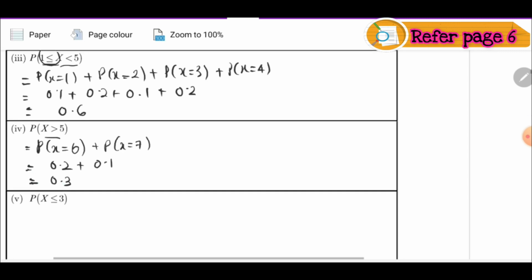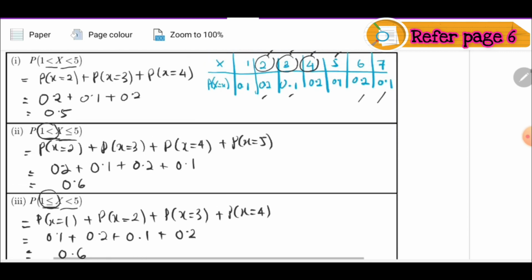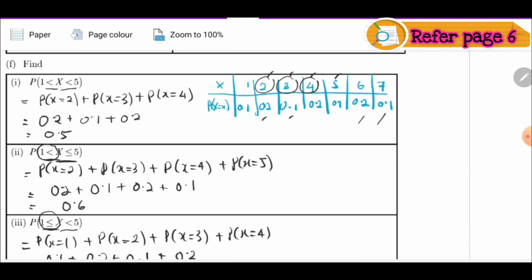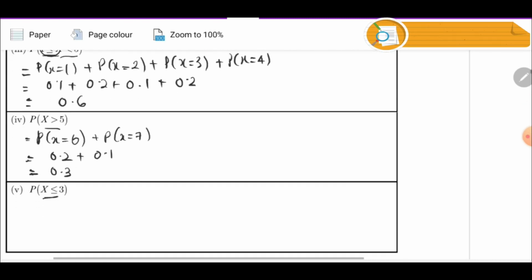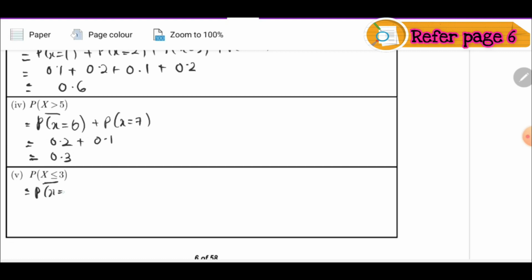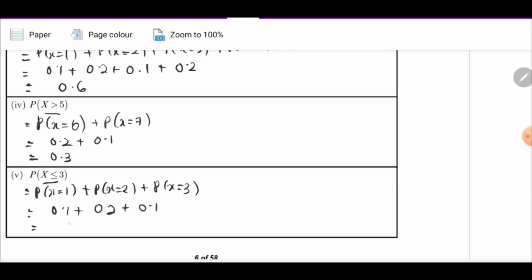Okay, number 5. Find the probability when x is less than or equal to 3. From the table, we can see that x less than or equal to 3 means we can take the values of 1, 2, and 3. So we start from P(x=1) plus P(x=2) and P(x=3). The probability when x equals 1 is 0.1. When x equals 2, the probability is 0.2. When x equals 3, the probability is 0.1. So we add up all the probabilities and the answer is 0.4.